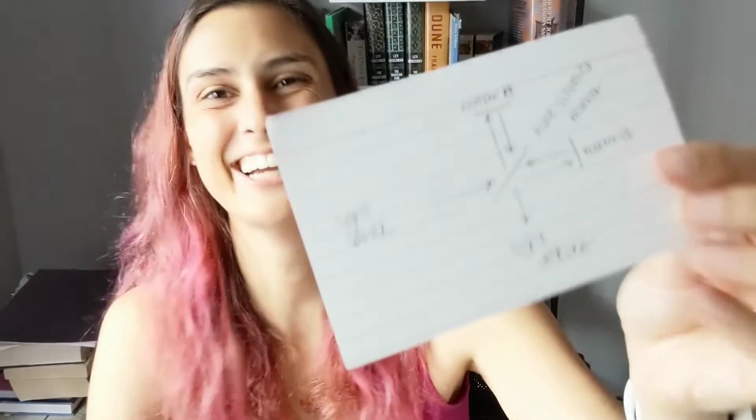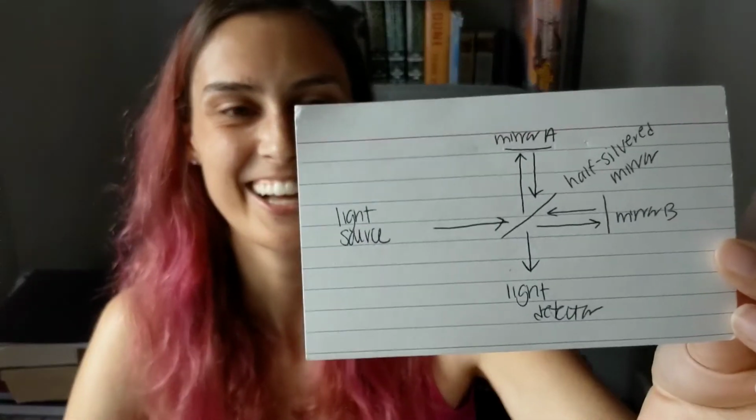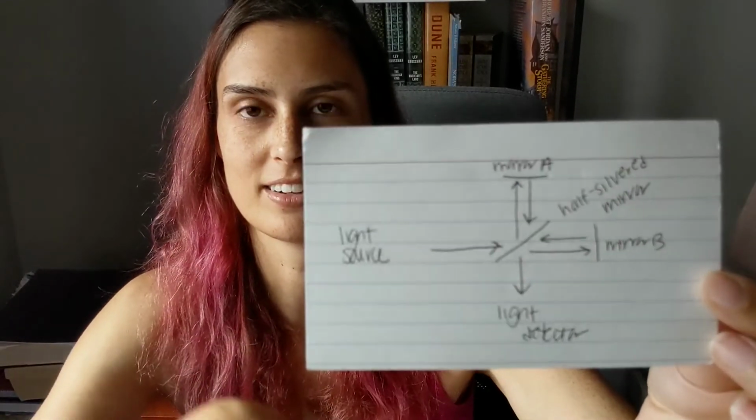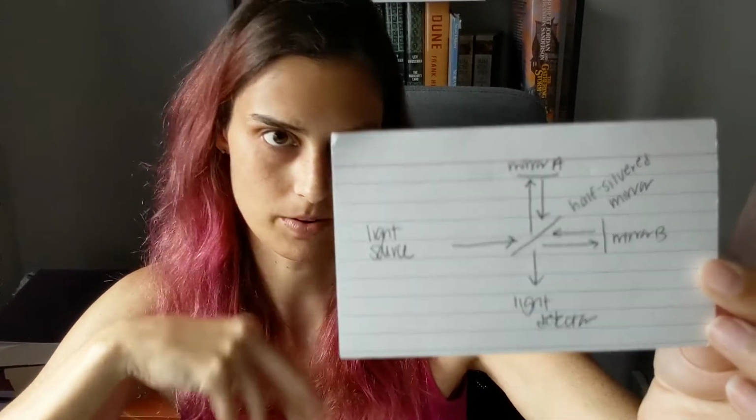Sorry. Here's my drawing. Yes, and then it's an interferometer because the light then interferes because of the different path that it took. And that's it for laboratory methods.